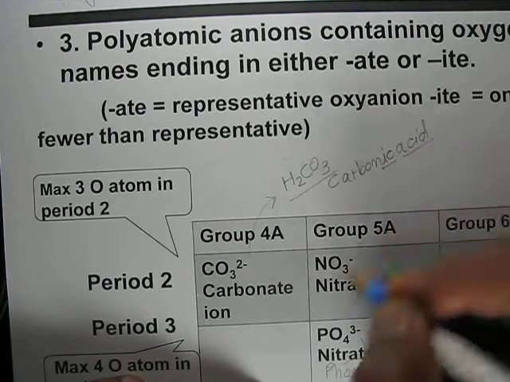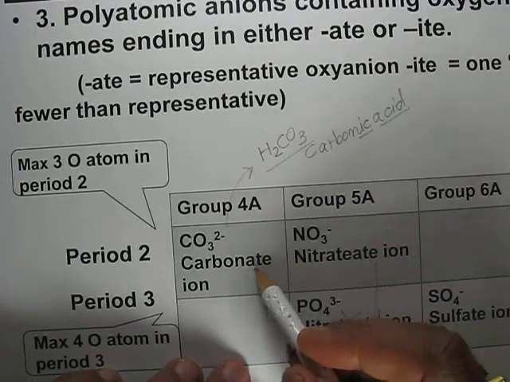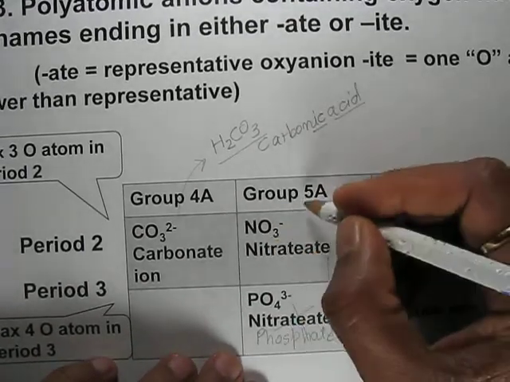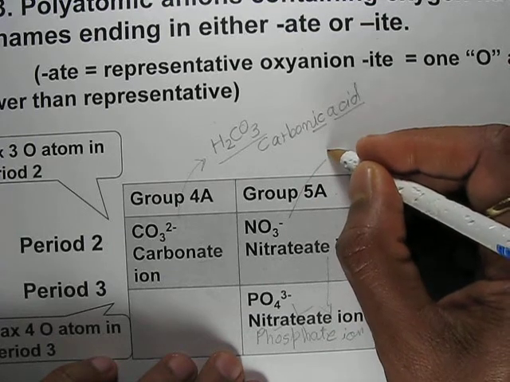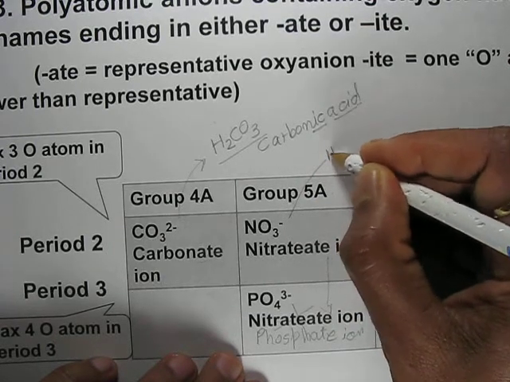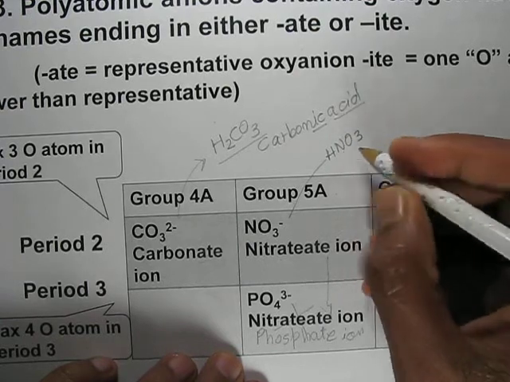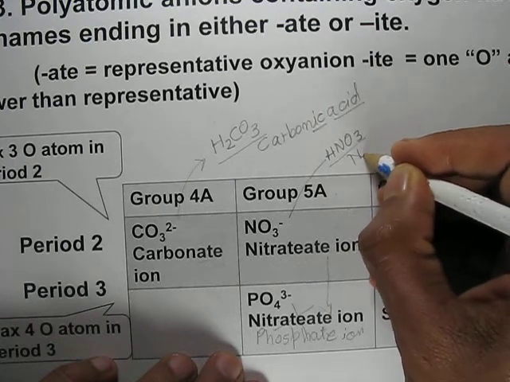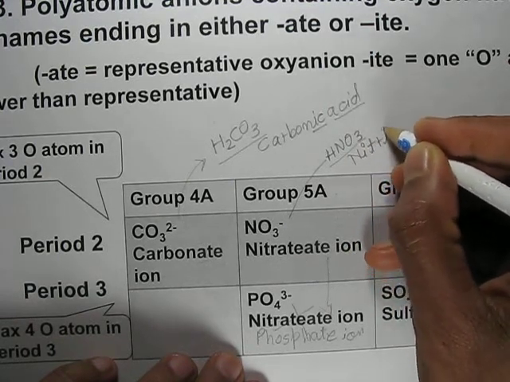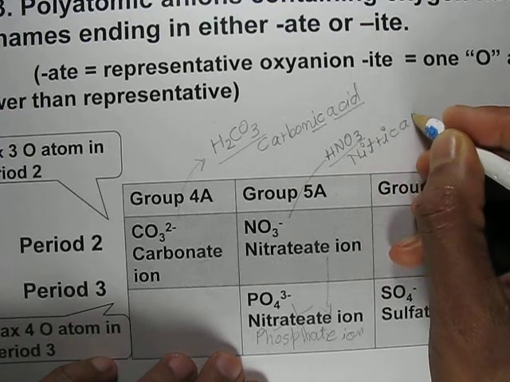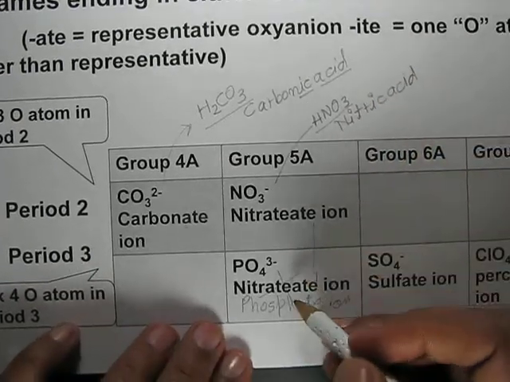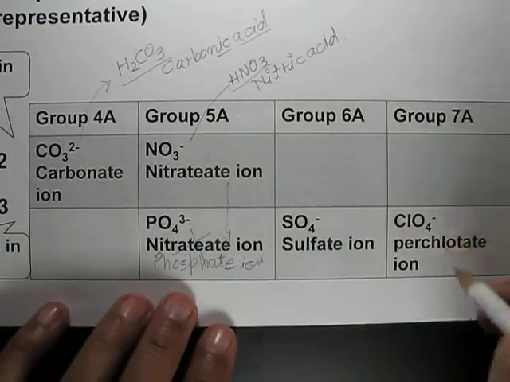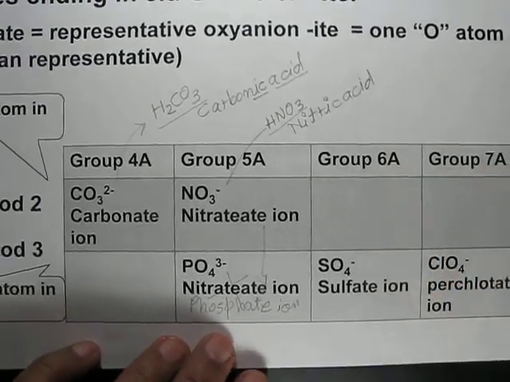Same rule as the previous one: ate will change into ic. Similarly, for NO3, this will become HNO3, and HNO3 is an acid which is nitric acid. This is nitric acid. And in the same way phosphoric acid, sulfuric acid, perchloric acid. So ate will change into ic acid.